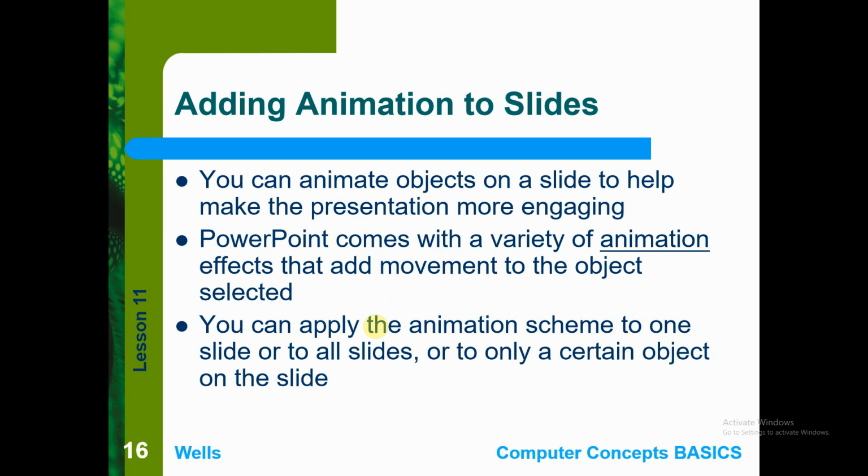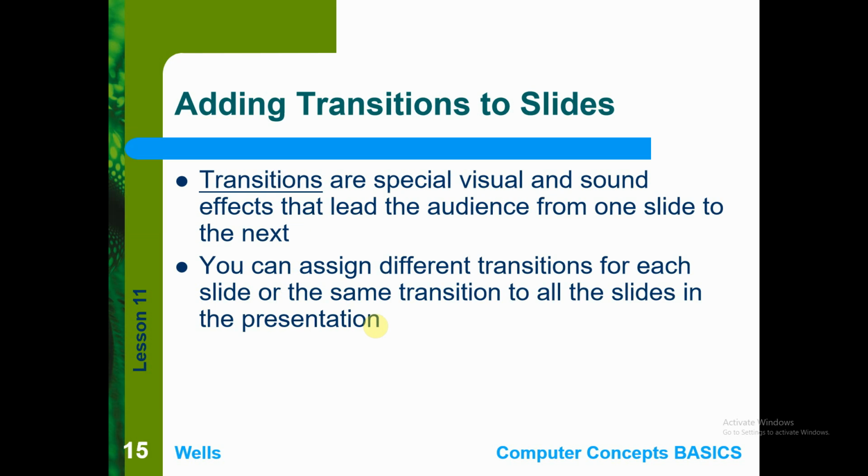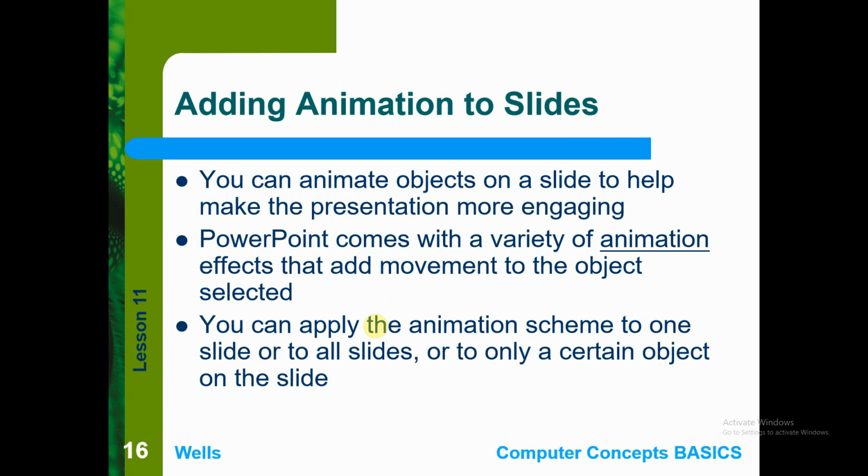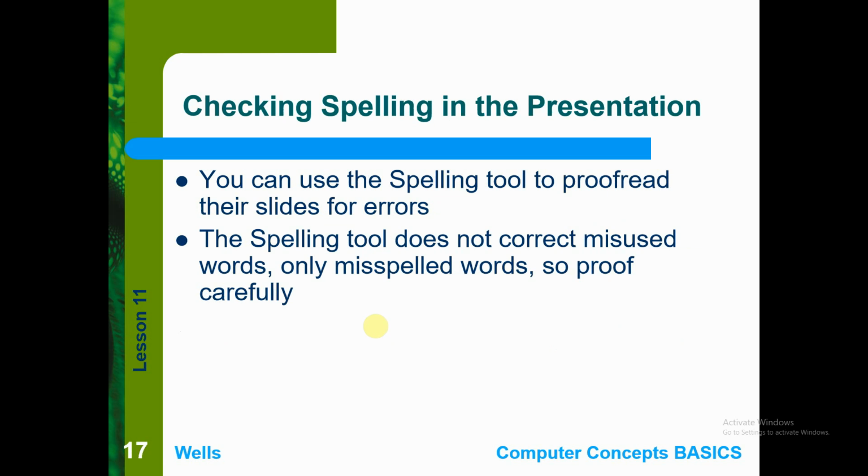Again, for animation, for each object in the slide, you can animate. So if transition is slide to slide, animation is for the objects, you can add movement for each. There are variants depending on your design. And you can apply the theme to one slide or to all, or only to a certain object on the slide.